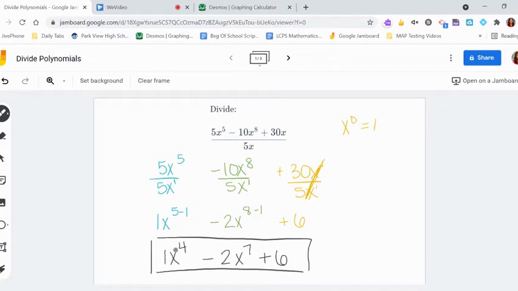Now remember, I have this 1x. You don't need to put that 1 there. I'm going to erase it. It is technically an invisible number. You can put it there to help you, but when you type your answer, try and get rid of those 1 coefficients or exponents.